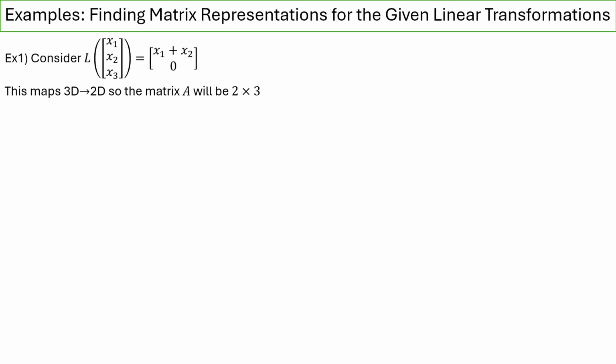Now let's see an example of finding a matrix representation for a linear transformation. We're given a function L that takes a vector from 3D space, because we have 3 coordinates in the input vector, and maps it to 2D space because we only have x1 and x2, no x3 coordinate anymore. Alright, so the rule here is that the top entry becomes the sum of the first 2 components, x1 and x2, while the bottom entry is fixed at 0. So since we're mapping from 3 dimensions to 2 dimensions, our matrix A must be size 2 by 3.